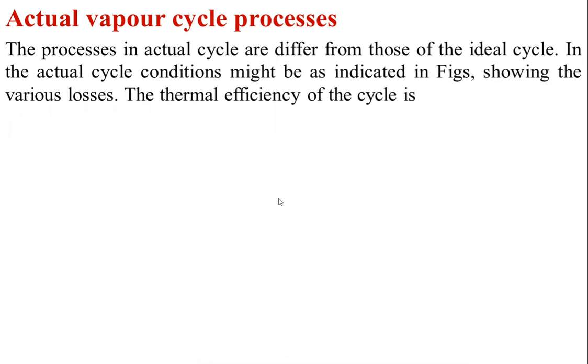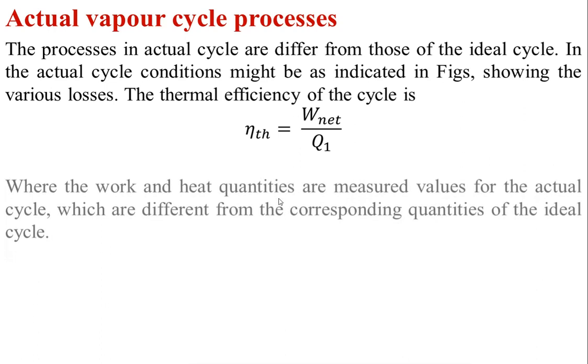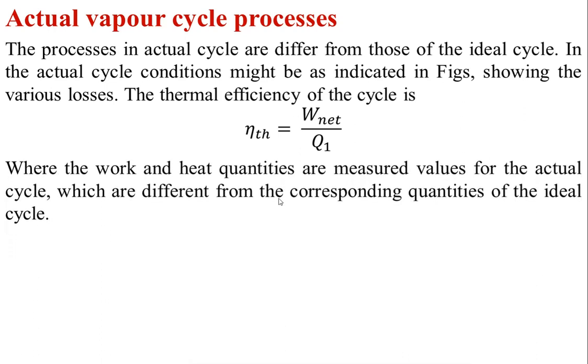The actual vapor power cycle is different from the ideal vapor power cycle because in the actual vapor power cycle there are so many losses. That figure I am going to show later. The efficiency of the actual vapor power cycle we can calculate using the same equation, that is, thermal efficiency equals net work done divided by heat supply. But here heat supply and net work done are calculated by the actual state points. They are different from the ideal state points.